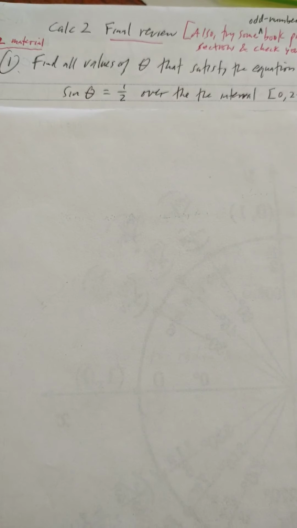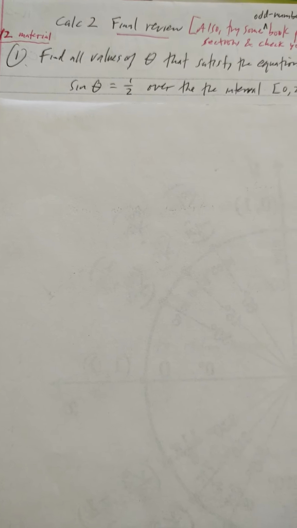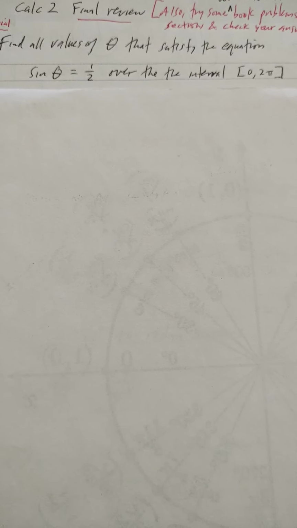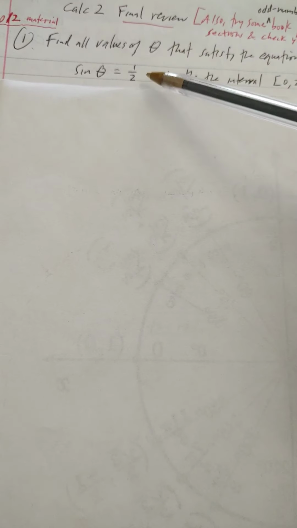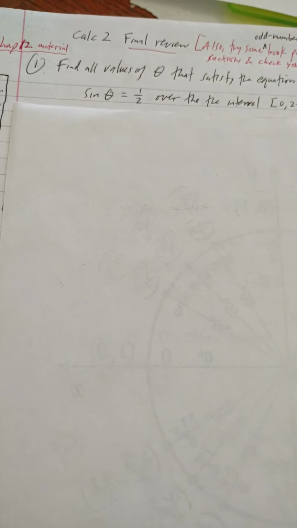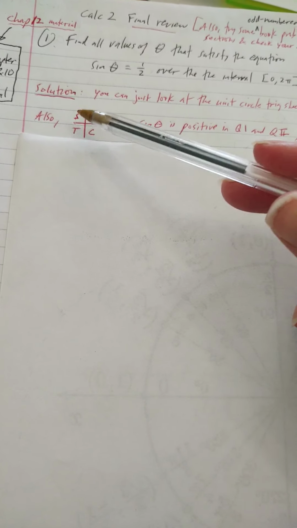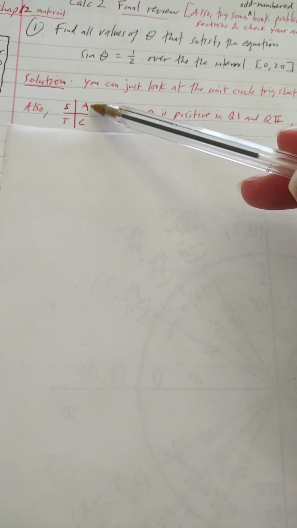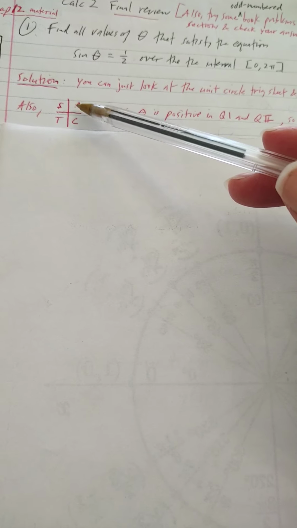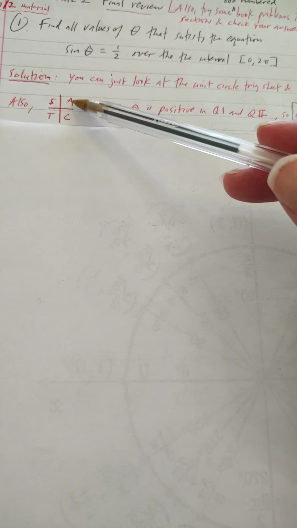Okay, so here's the first question. Find all values of theta that satisfy the equation sine theta equals 1/2 over the interval 0 to 2 pi. So the first thing to notice is we're looking at the sine of an angle that's positive. Where is sine positive? If you remember that little chart, all students take calculus, right here. Everything is positive in quadrant 1, and then in quadrant 2, sine is also positive. So sine is positive in quadrants 1 and 2, so theta is going to be in quadrant 1 and quadrant 2.